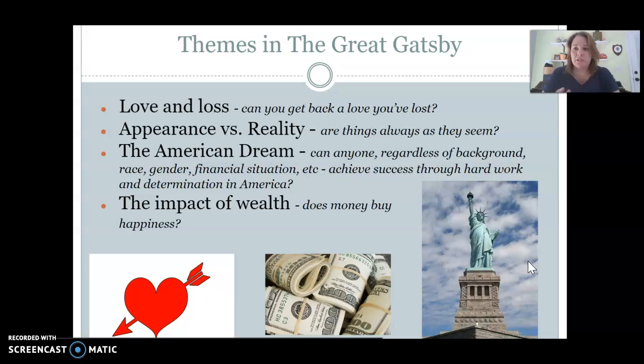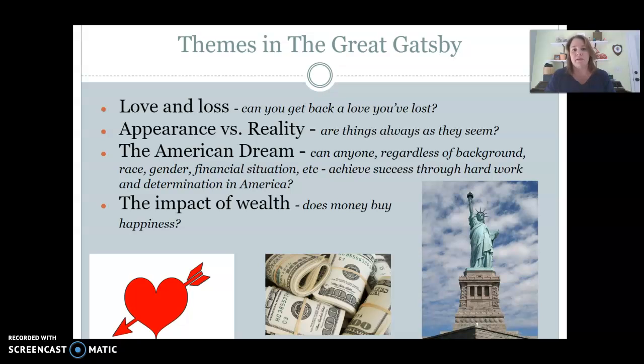Okay, so I'm going to start by talking about some themes that you're going to see in this book. These are the four major themes that you're going to see in The Great Gatsby. The first is the theme of love and loss. Can you get back something that you have lost? Can you repeat the past? Can you find a love again that you've lost earlier in your life?